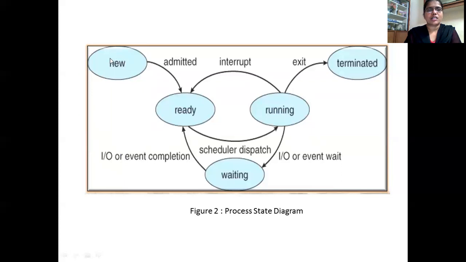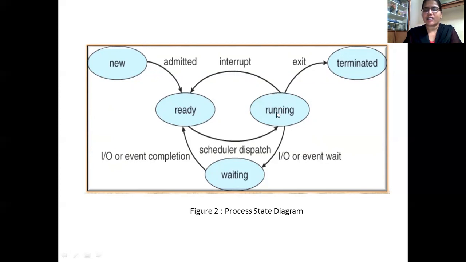When a process is created for the first time, it is said to be in the new state. And when it has acquired all the required resources and it is ready for its execution, then it is moved to the ready state. Remember, it is in ready state for its execution and the processor is not yet allotted to the process. And from ready state, a process can be moved to the running state. In running state, the process actually starts its execution.